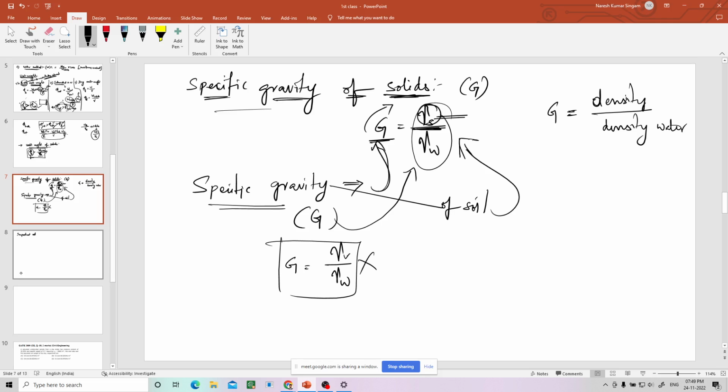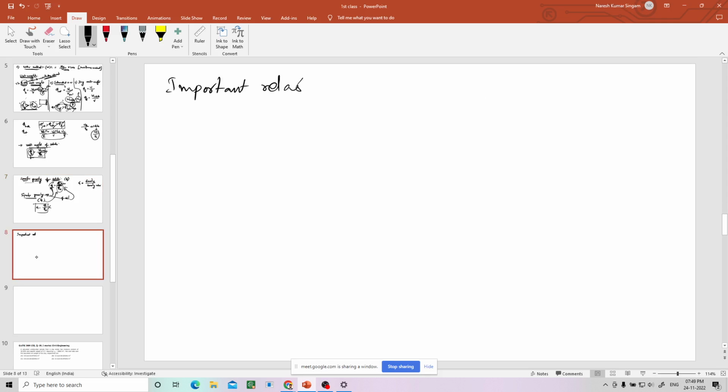Okay, coming back to the important relationships which we use in our soil mechanics. Let us first go with the water content. So water content is denoted by small w, which is nothing but weight of water divided by weight of solids. This is the definition of water content.